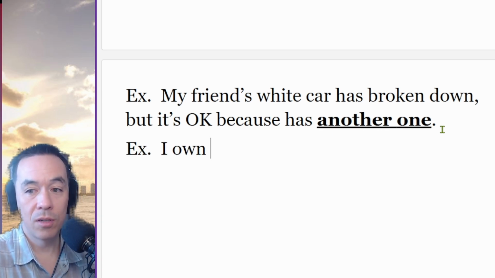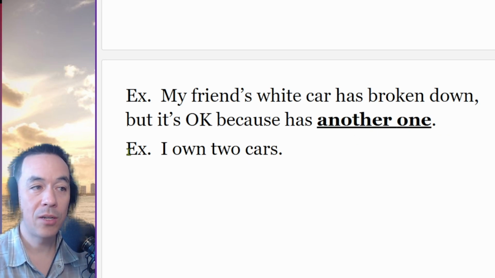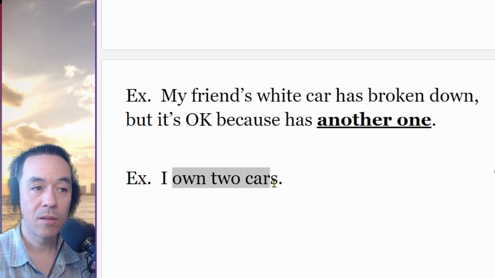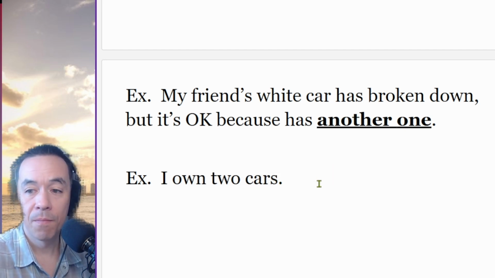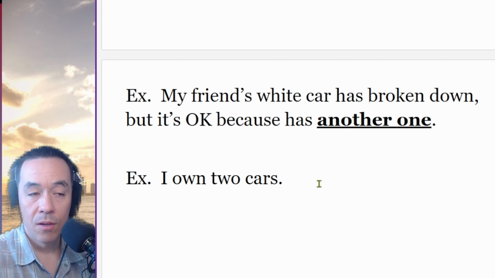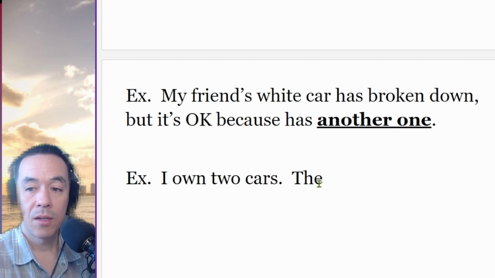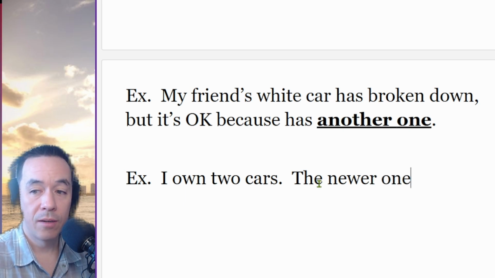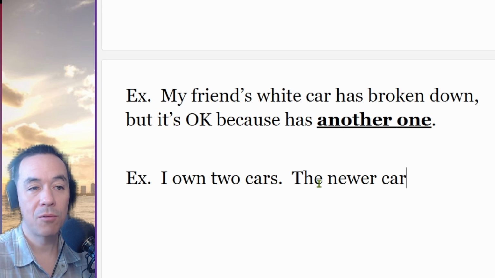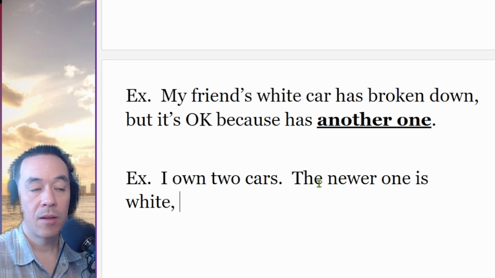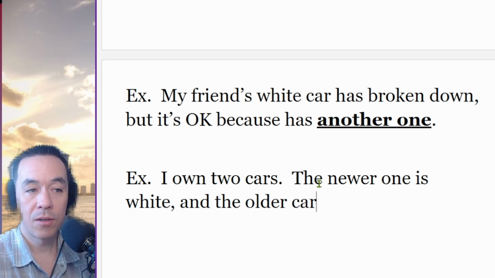How about this one? I own 2 cars. Okay, so this again is mention number 1. I'm showing you the cars for the first time. The. So this is the second mention, which means, you know, I just told you. The newer one is white. And the older one is blue.